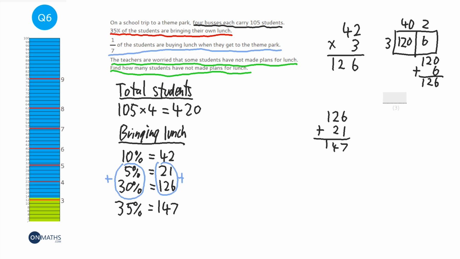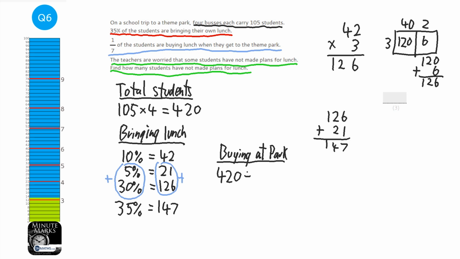Next, buying at the park. So students who are buying at the theme park, it says a seventh of the students. So to find a seventh, all we do is we get the amount of students, which is 420, and we just divide it by 7. And again, you can do this any way you feel comfortable doing, although this is a bit easy because 42 divided by 7 we know is going to be 6. So 7s into 4 don't go, so carry that on. 7s into 42 is 6, 7s into 0 is 0. So it's going to be 60.